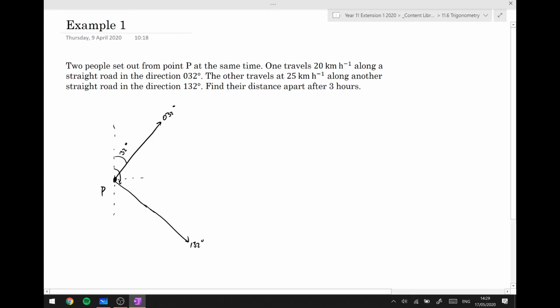So how do we find the distance apart? Well, the distance apart is going to be the distance from where they finish. So from here to here, like that. Okay, we'll call that D for distance. Okay, so what do we know about this triangle besides that? Well, we know that person A has walked up to this point and he's travelled 20 kilometers per hour for 3 hours, so he's travelled for 60 kilometers. And person B, who's at 132 degrees, has travelled for 3 hours at 25 kilometers per hour. So he's travelled for 75 kilometers.